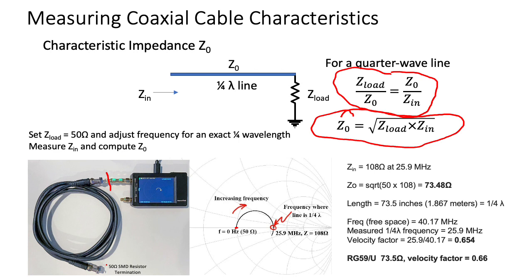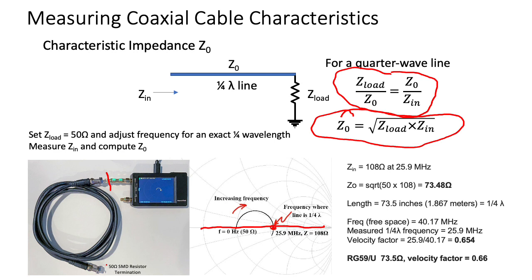As the frequency increases, you'll see that the trajectory on the Smith chart traces a circle, and there's some point at which the curve intersects the horizontal axis again. Remember, the horizontal axis is pure resistance. So at this point, we know that we have a quarter wavelength. That's the first time it passes through the horizontal line. That is the first time that it reaches a quarter wavelength.